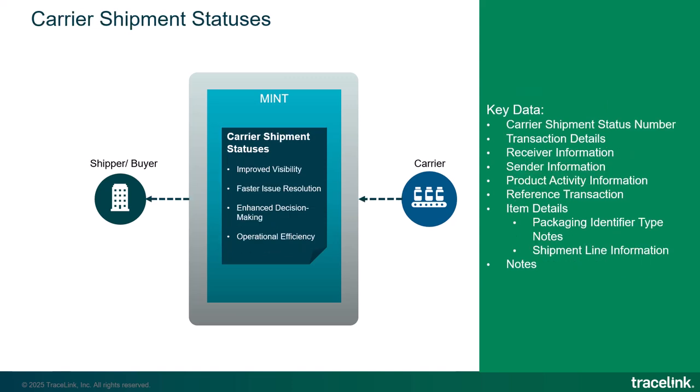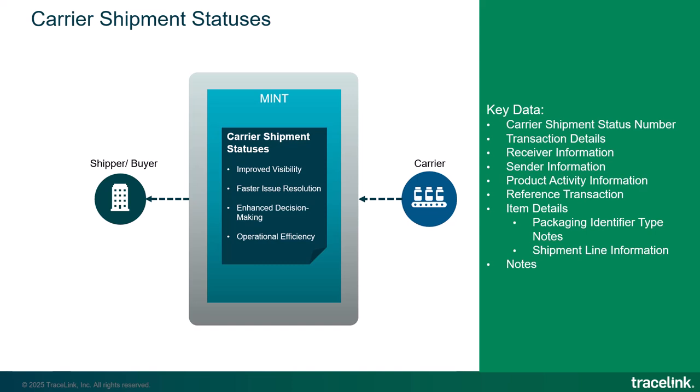The carrier shipment statuses transaction is a vital part of our transportation orchestration process. This transaction provides real-time visibility into the status of shipments, ensuring that all stakeholders are informed and can make timely decisions. Various statuses such as in transit, delivered, delayed, and failed are communicated.